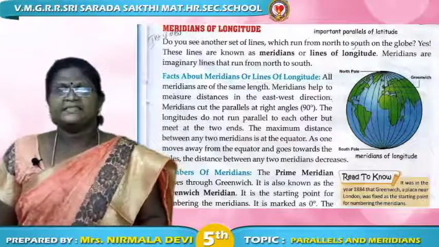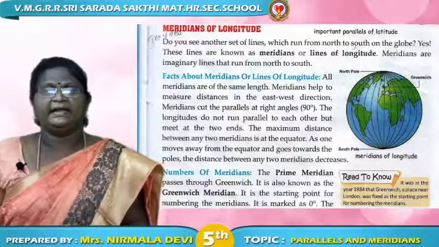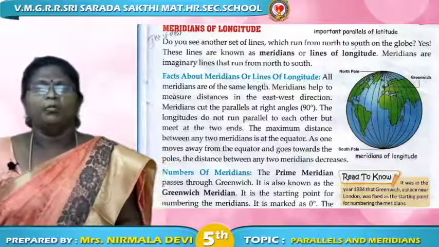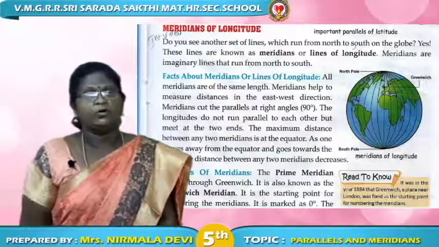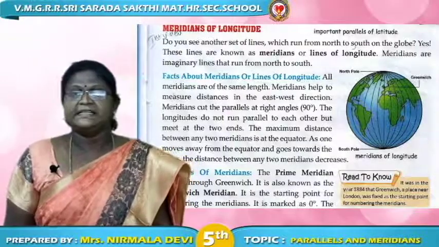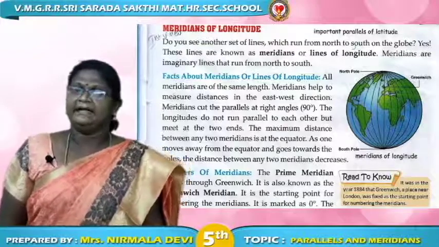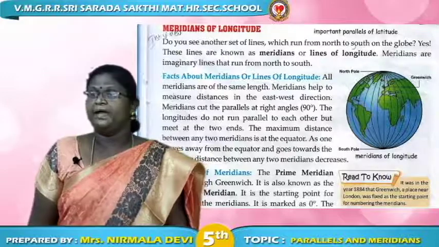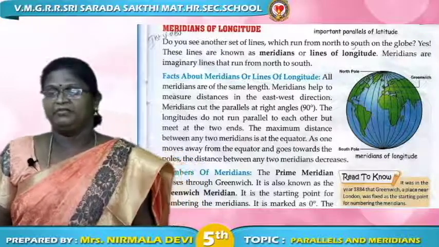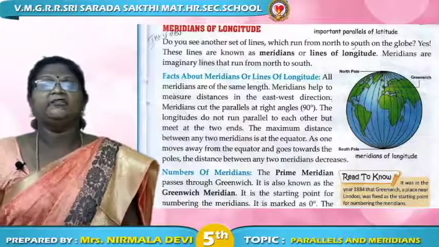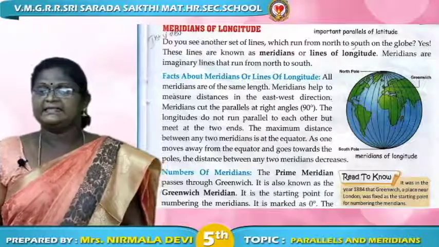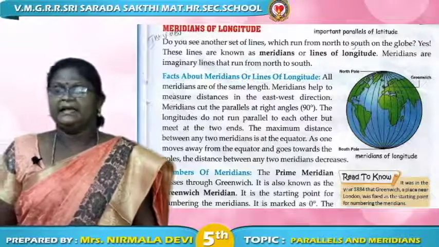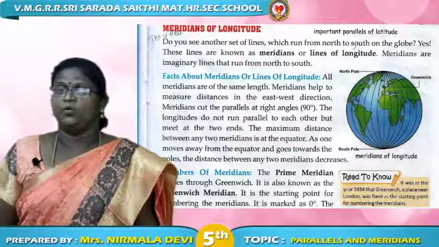Okay, the maximum distance between two meridians is at the equator. As one moves away from the equator and goes towards the poles, the distance between two meridians decreases. Okay, number of meridians. The prime meridian passes through Greenwich. It is also known as the Greenwich Meridian. It is the starting point for numbering the meridians. It is marked as 0.